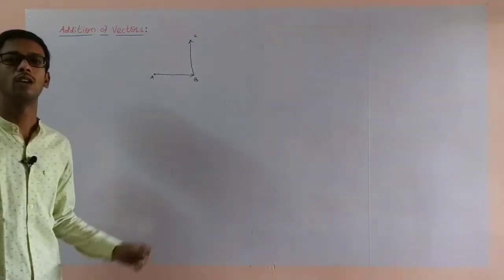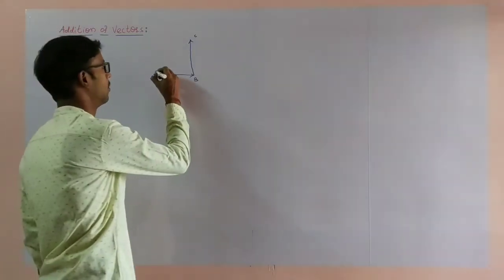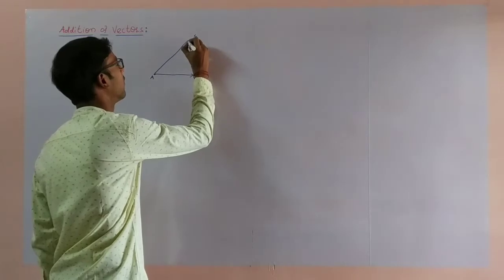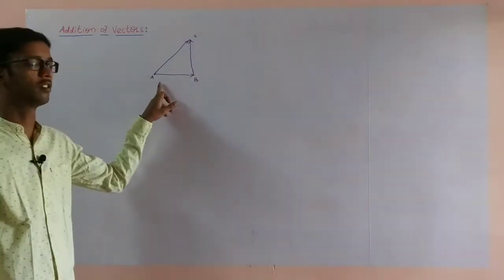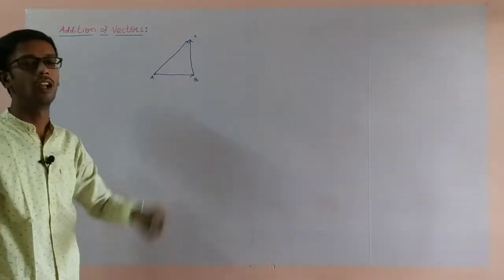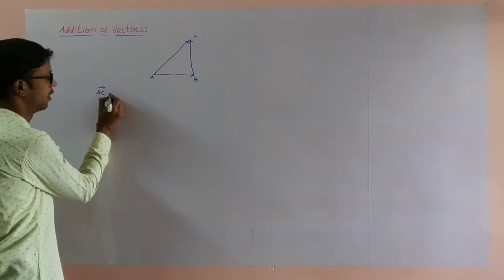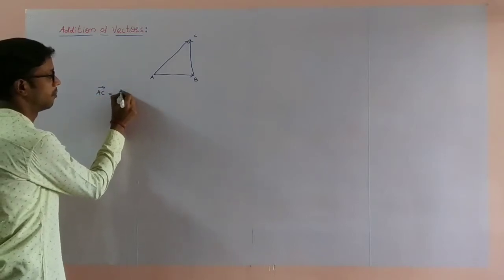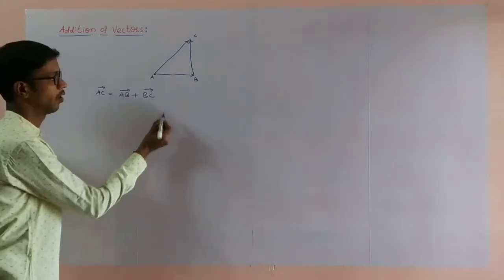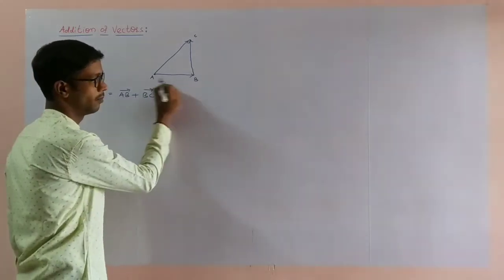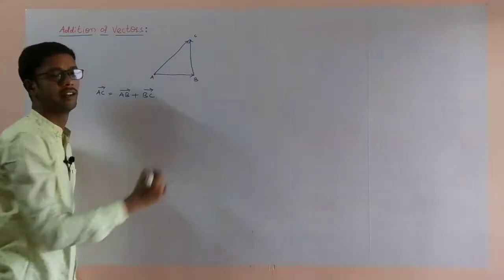So what is the total displacement? The total displacement is represented by A to C. AC bar is equal to AB bar plus BC bar. Here you observe AB bar plus BC bar is equal to AC bar.